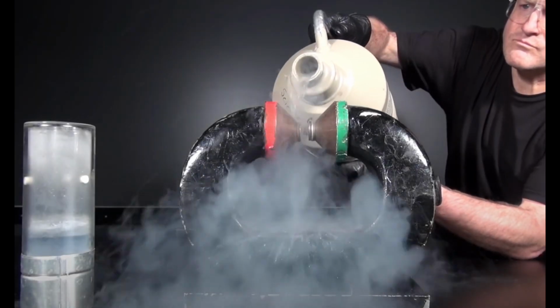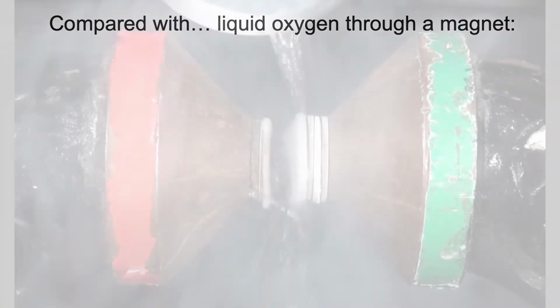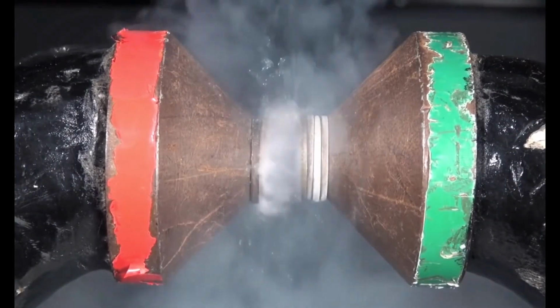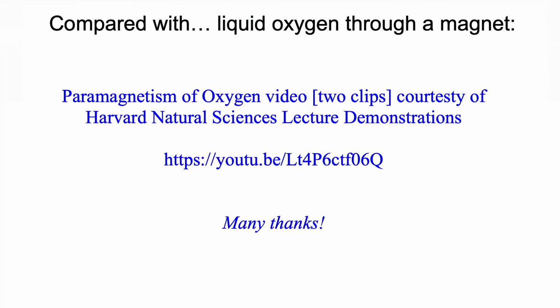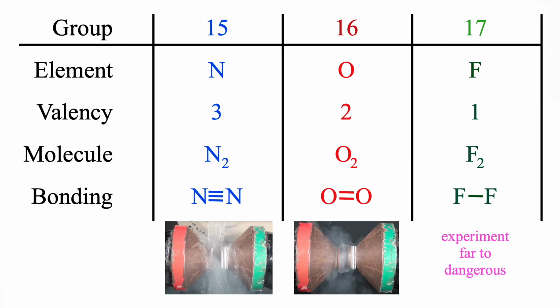But if we pass liquid nitrogen, liquid oxygen and liquid fluorine through a strong magnet, something interesting happens. The liquid nitrogen passes straight through the poles of the magnet, whereas liquid oxygen is paramagnetic and is attracted to the poles. The experiment is actually far too difficult to do with liquid fluorine due to its toxicity, but we assume that the result will be the same as liquid nitrogen. So how do we explain this?